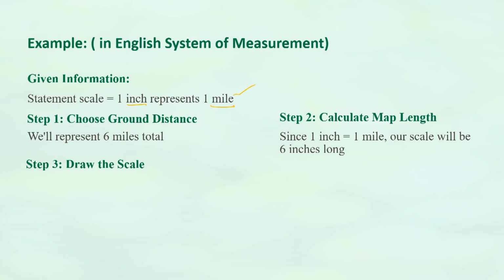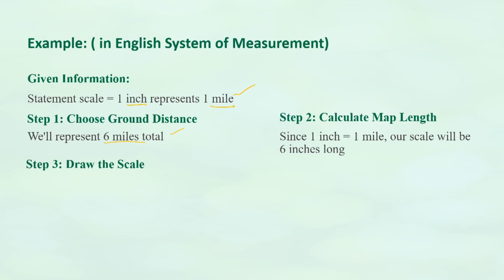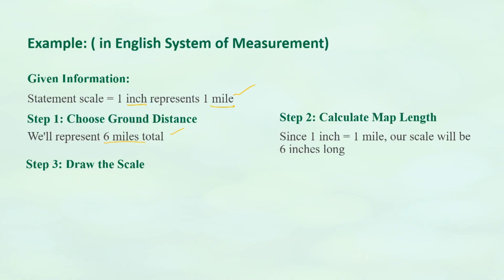We want to convert this scale into a graphic scale. Now, we will represent 6 miles. Let us represent 6 miles on the ground. If we want to represent the 6 miles on the ground, what do we want to do? The length of the scale should be 6 inches because 1 inch is representing 1 mile. So, let me draw a 6 inch scale. As I have explained in detail in the earlier slide, let me go a little faster.